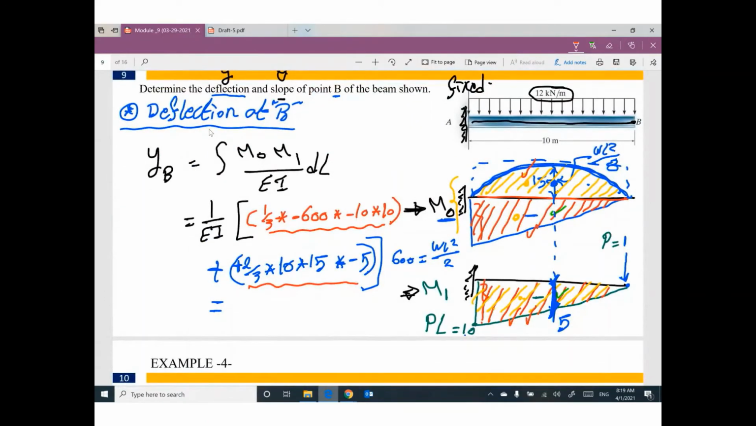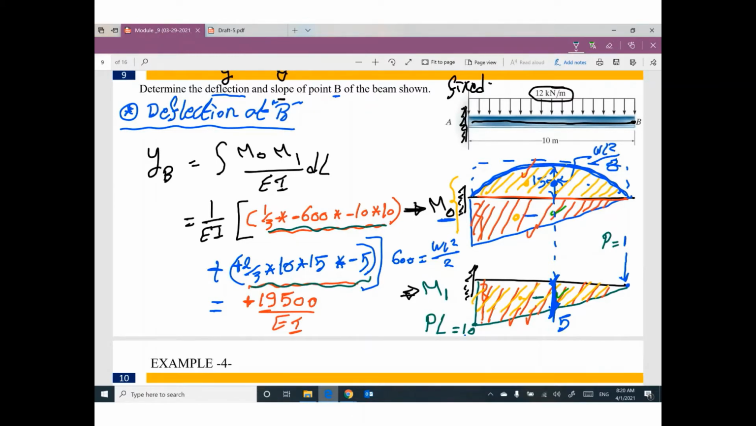Your value will be 2/3 times 10 times 15 times -5 plus 1/3, which will be positive. 19,500 divided by EI. This value plus this value.